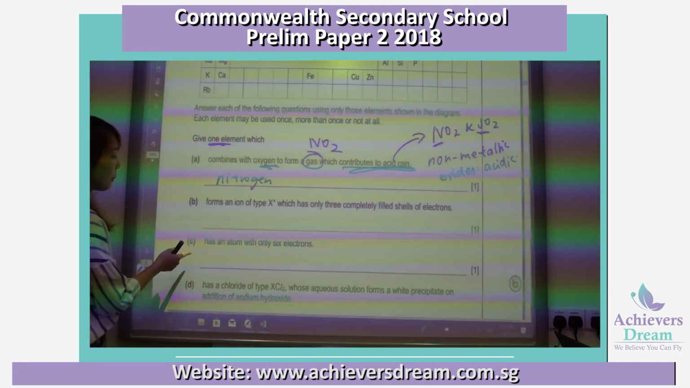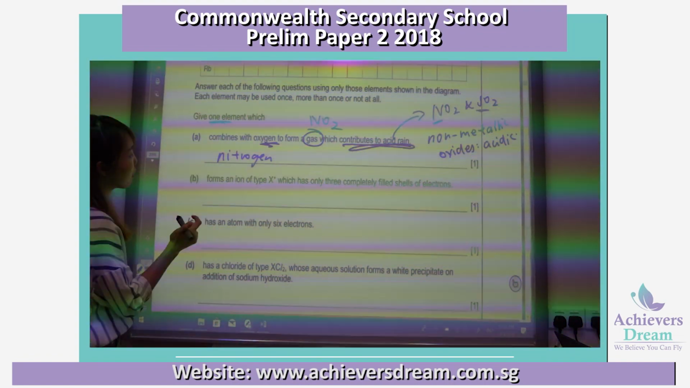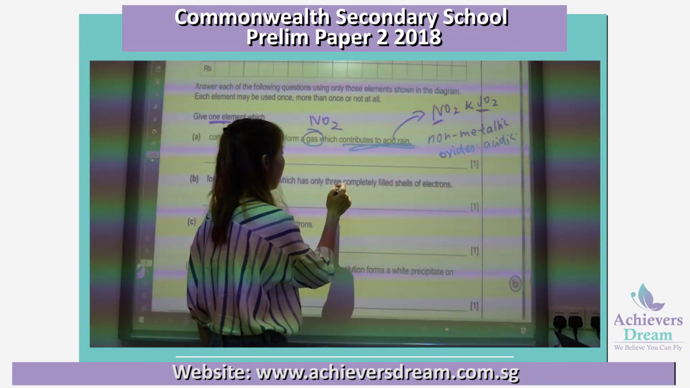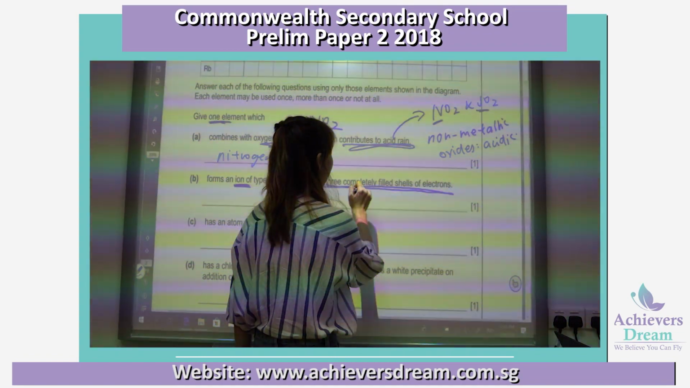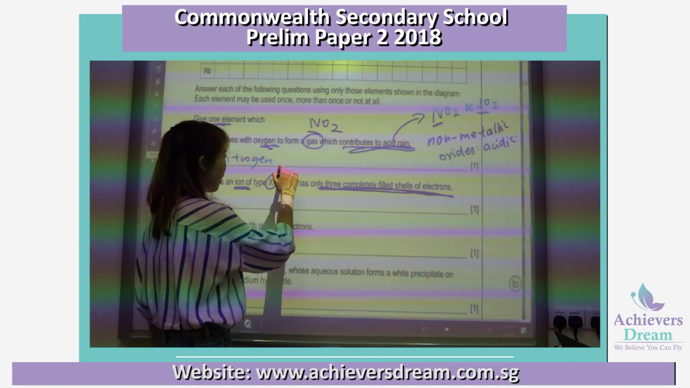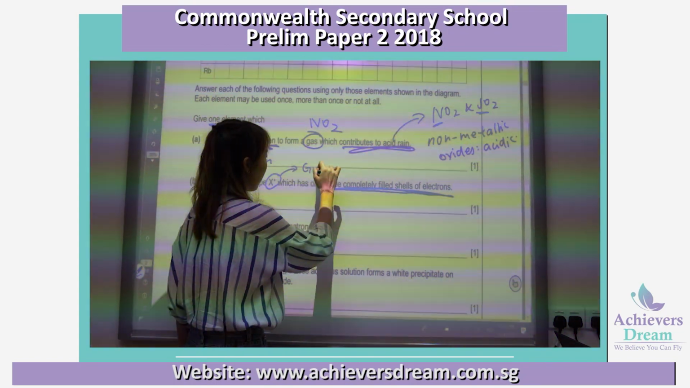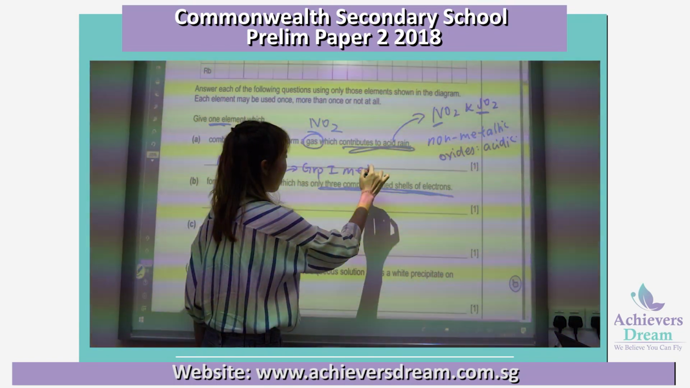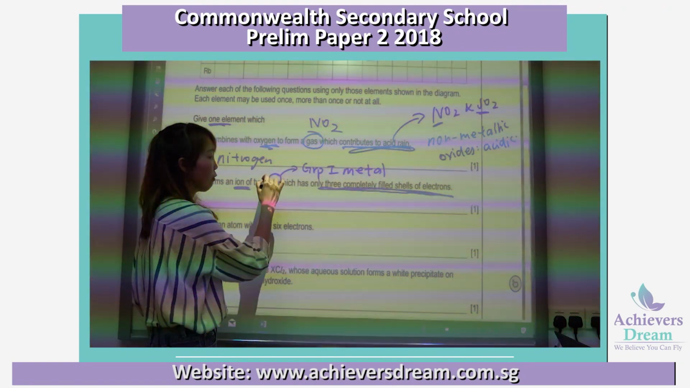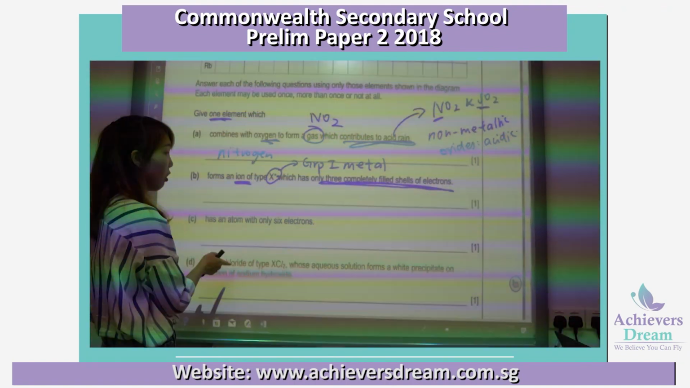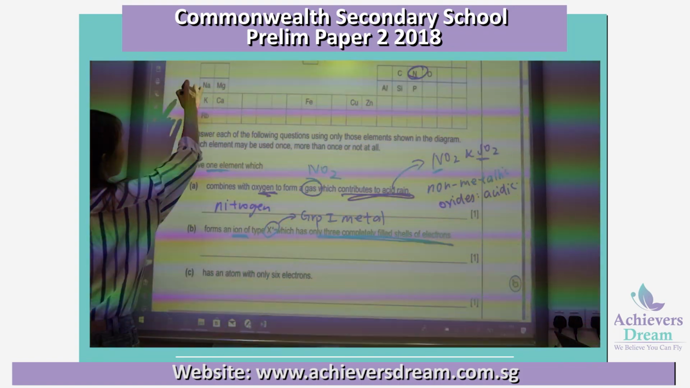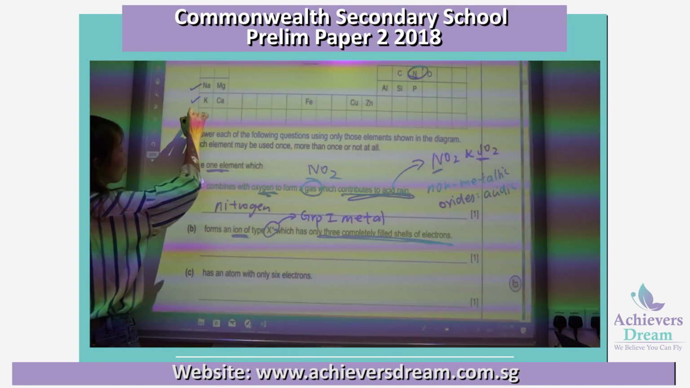For part B, which element forms an ion of type X+ which has only 3 completely filled electron shells? When I see X+, I know that it is a group 1 metal, because a group 1 metal will lose 1 valence electron to form a positive charge ion. Then I'll zoom into group 1. I have either sodium, potassium or rubidium.